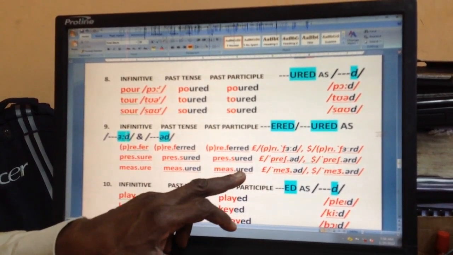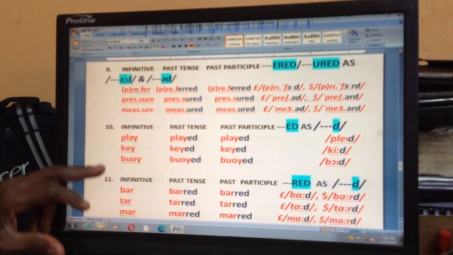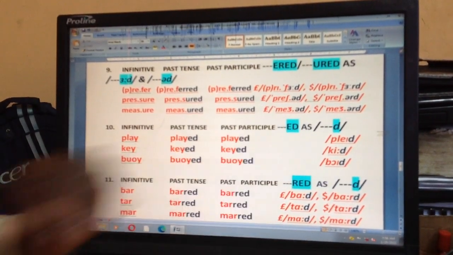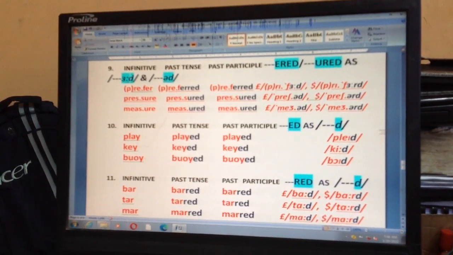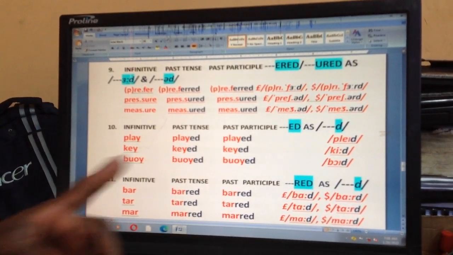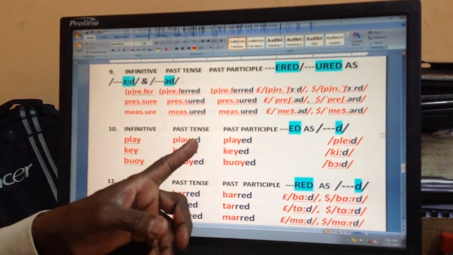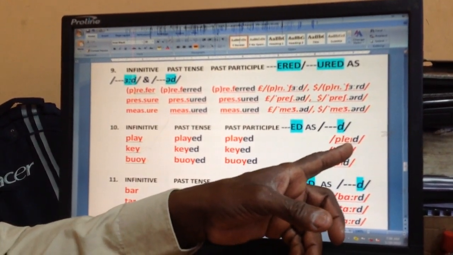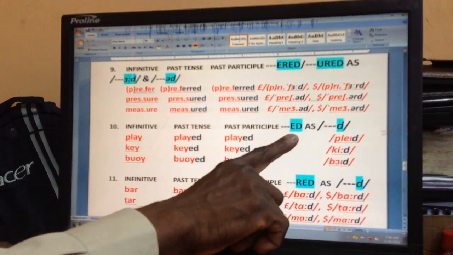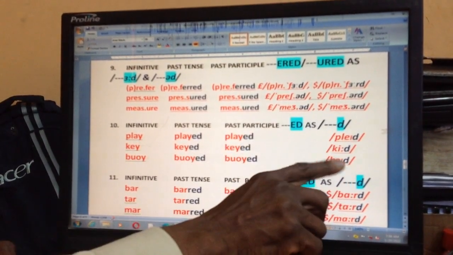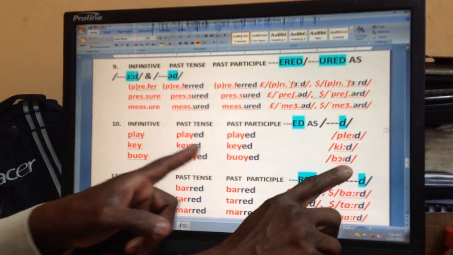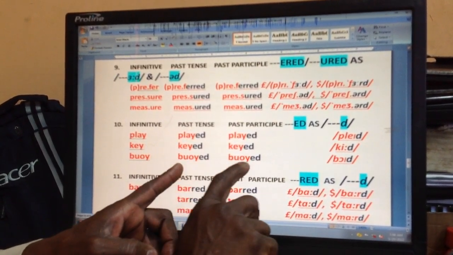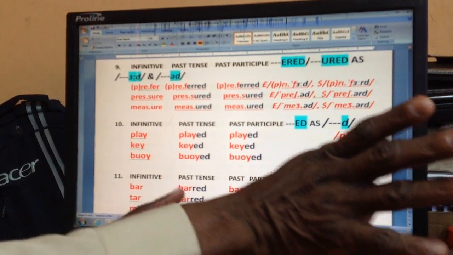And then measured. Number 10, we have here the same suffix, ed, which is at the center of our presentation, being attached to Bare Infinitive to form the preterit. And the sound would be played. This ed will only give us the sound D, played, keyed for these 2. Preterit and past participle, buoyed, will give us that, D only.